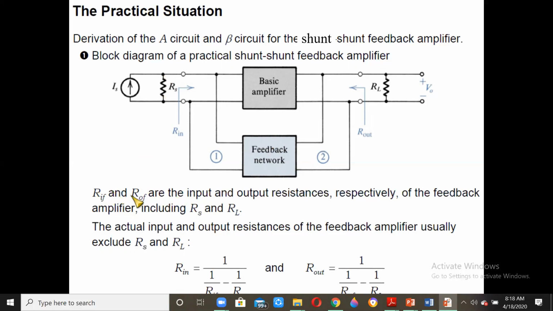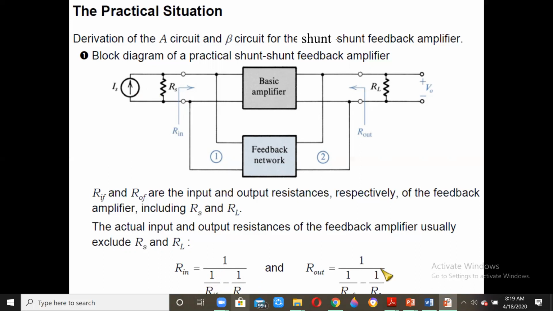So now RIF and ROF are the input and output resistance respectively. The RIF is going to come here. That will be the parallel combination of RS and Rin. That means 1 by RIF is equal to 1 by RS plus 1 by Rin. Therefore, the value of 1 by Rin will be equal to 1 by RIF minus 1 by RS. So Rin will be equal to the inverse of that, which gives us 1 by (1 by RIF minus 1 by RS).